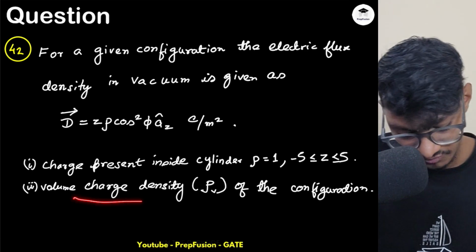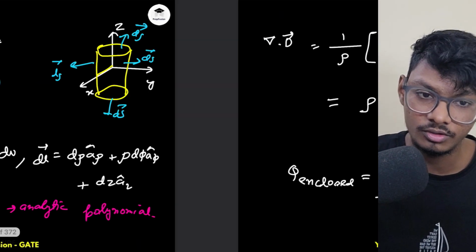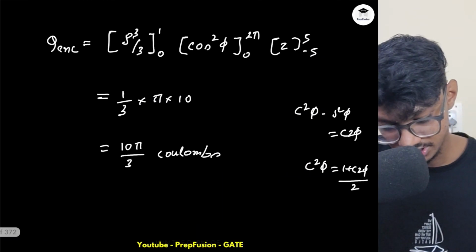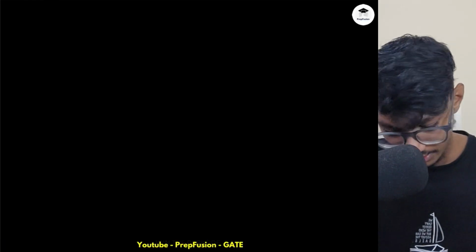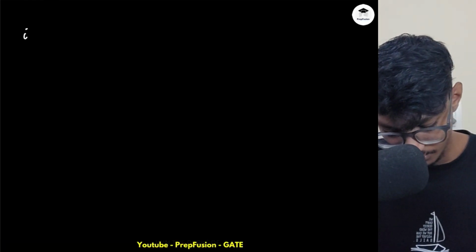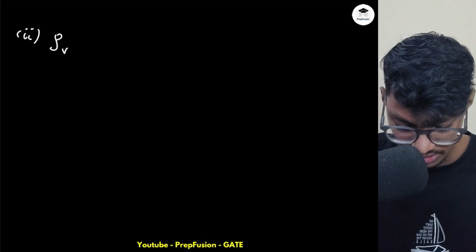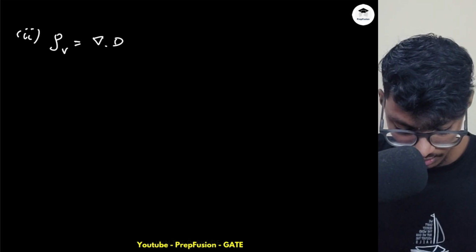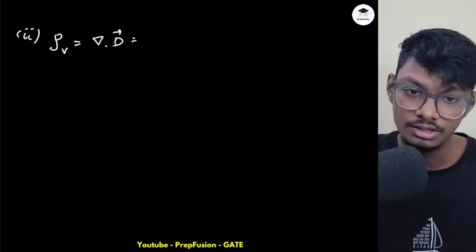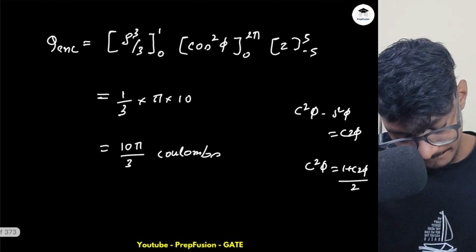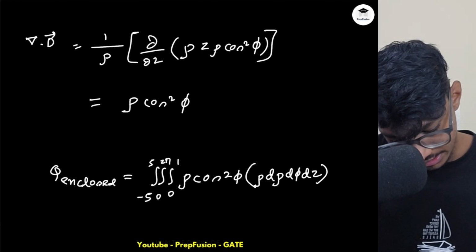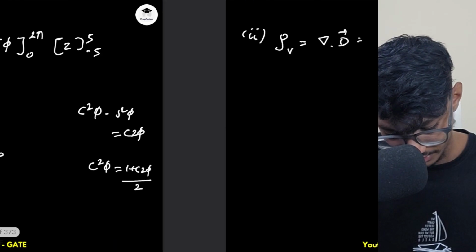Let's find out the volume charge density. How do you find out the volume charge density? I just taught you the formula. Volume charge density is simply del dot D, right? So we have computed the del dot D. What is it? It is simply this, rho cos square phi.